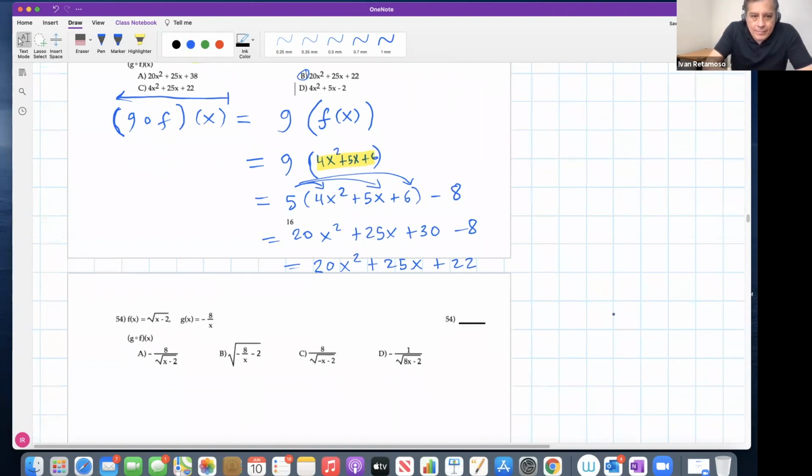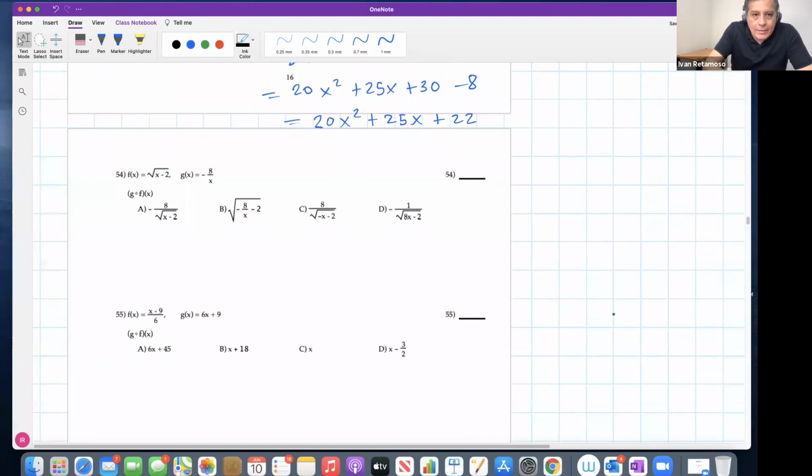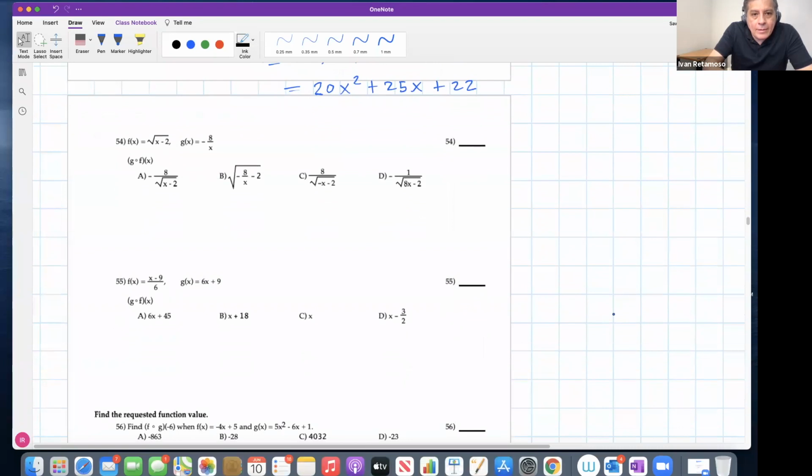Moving on. Another one here for composition.